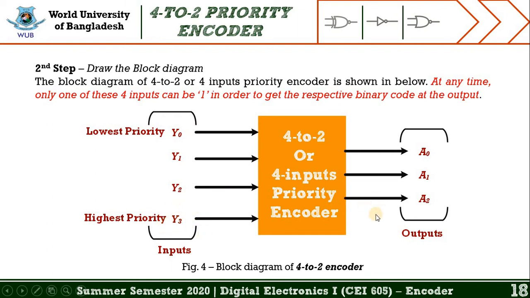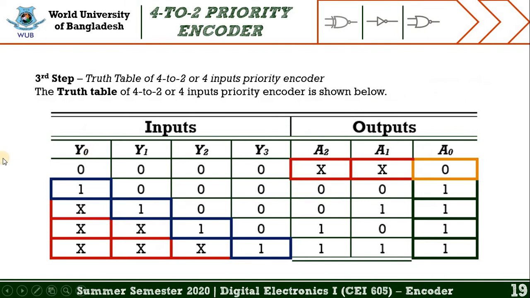Remember these things. And in the right side of this figure we may find 3 outputs, which are symbolized by A0, A1 and A2. Another important thing you have to remember for this type of encoder is that at any time only one of these 4 inputs can be 1 in order to get the respective binary code at the output. So third step should be the truth table of 4 to 2 or 4 input priority encoder.